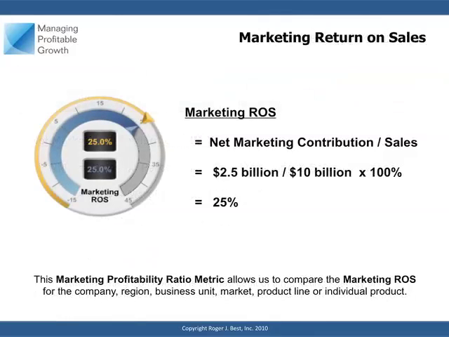Marketing ROS, our second marketing profitability metric, is simply the net marketing contribution as a percent of sales. This allows us to control for large variances in sales and to compare the marketing profits of a company with business units, regions, markets, or product lines, and even individual products.